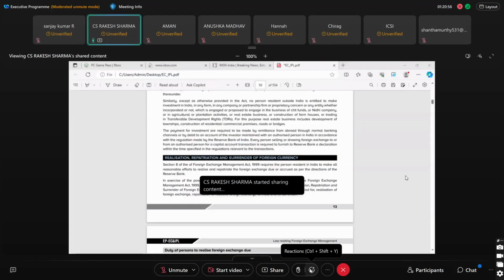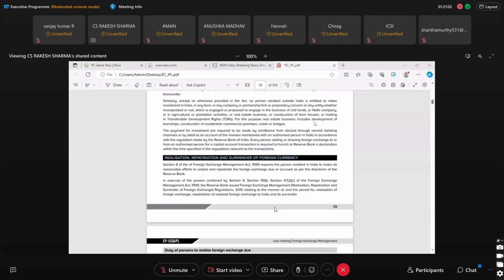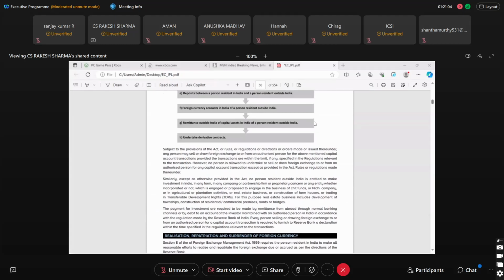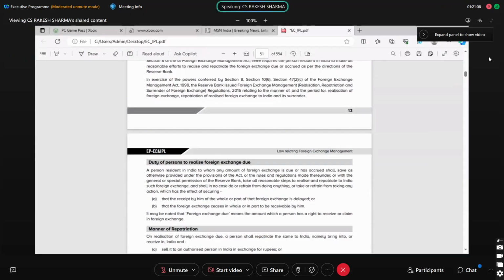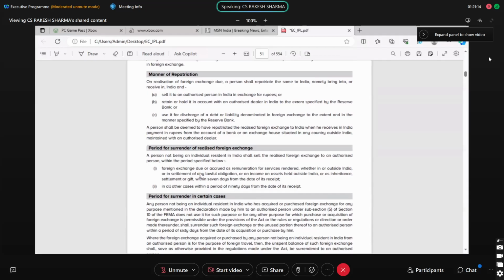Duty of the person to realize, this we have done. Duty of a person, manner of repatriation. You can go through it. Period of surrender or realization: 90 days. A person, most important, check it out.